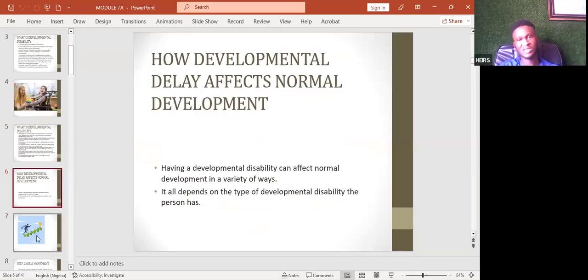Now, how does developmental delay affect normal development? Having a developmental disability can affect normal development in a variety of ways, and it depends on the type of developmental disability the person has.